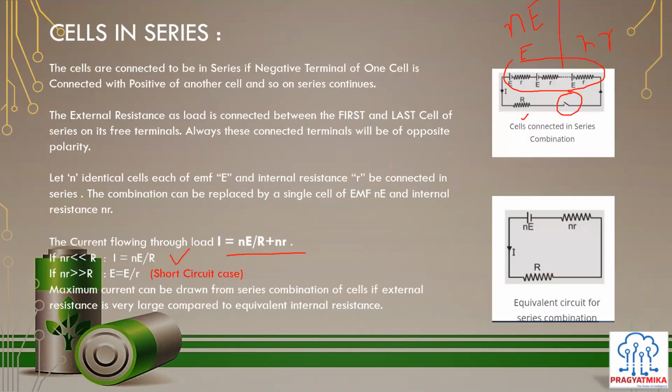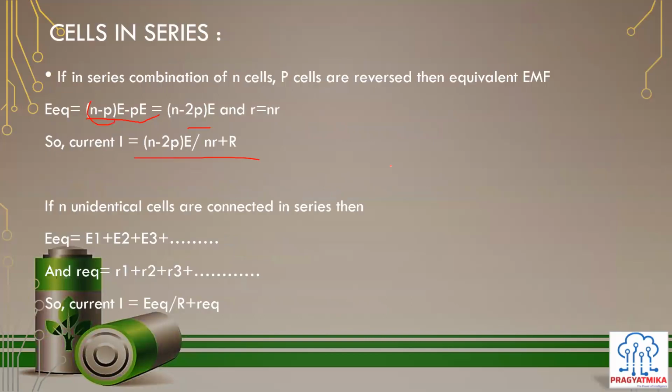But actually, for a general case, in case of a battery pack, it won't be. I have one question here: E equivalent, where n minus p into E minus p into E. Whether this p is a part of n or how it is? Because if I consider n as the total number of cells, then out of that p are reversed, or n is separate and p is reversed. If n is separate and p is separate, then in that case this equation might not be satisfied. That's why it is the total.